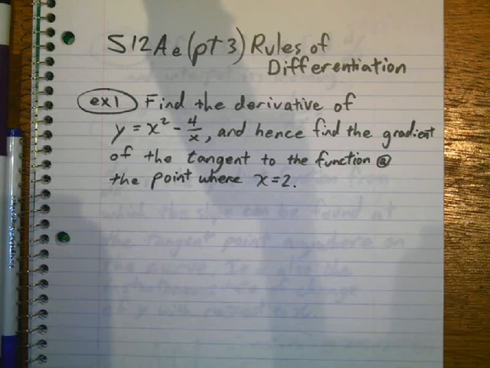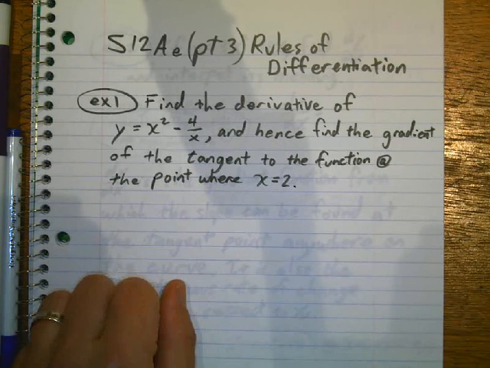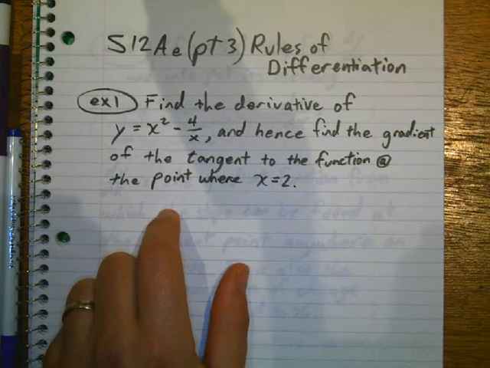All right, here we are. We're going to be talking about rules of differentiation, and we're going to do four examples. So first, we're going to start.